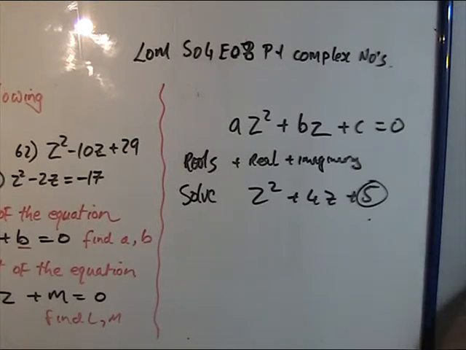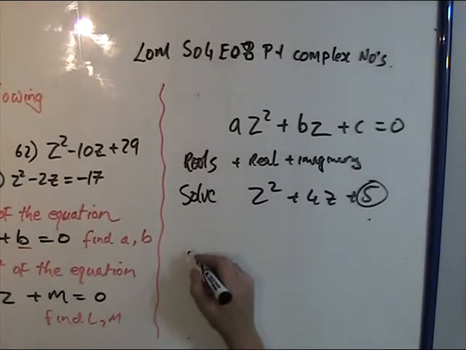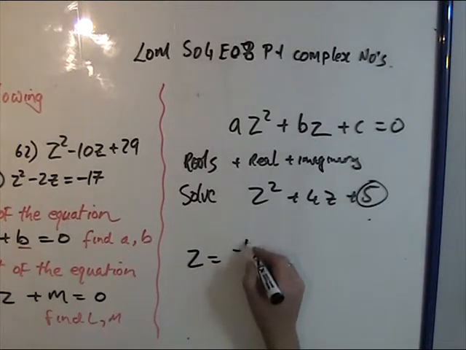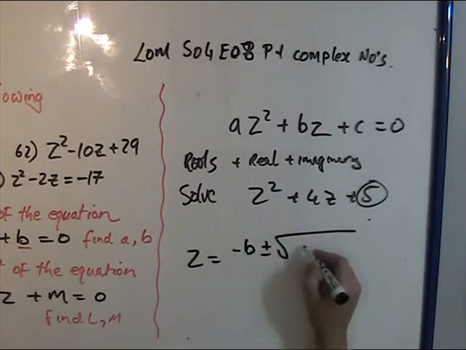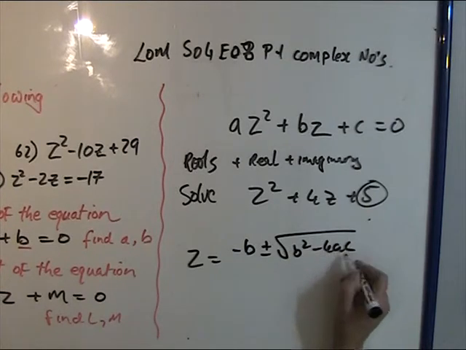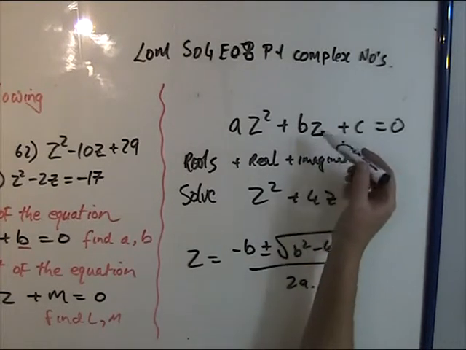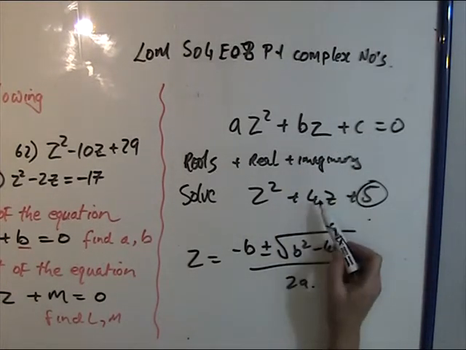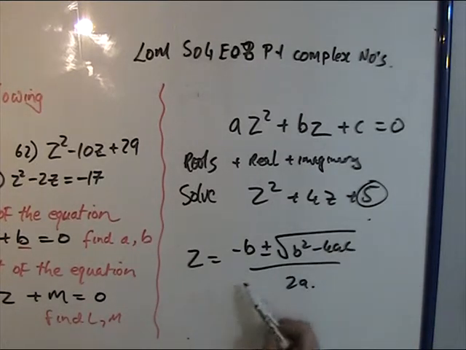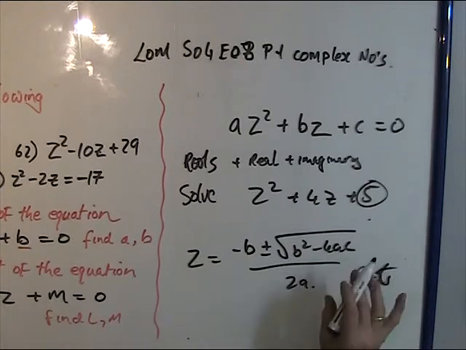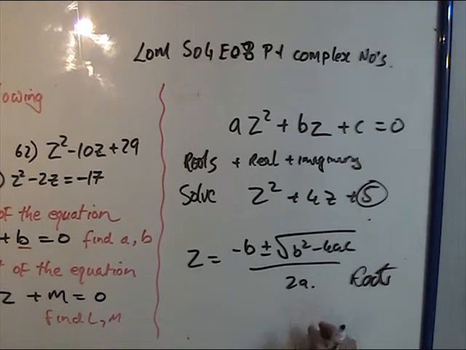So what I do is I use my formula. Now you remember the formula: z, because z is the solution, is equal to minus b plus or minus the square root of b squared minus 4ac, all over 2a. This is the formula you use when you're solving equations and you couldn't get the factors. You use it to find the roots, and then you can work back and find the factors. We did this before in functions.